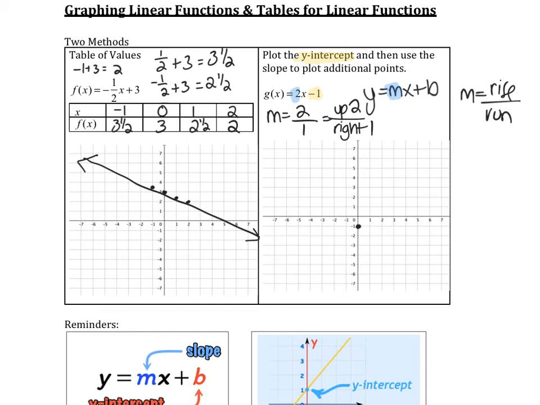So from that point we plotted at -1, we're going to go up 2, right 1, and we're going to plot another point, and then you can make your line. So I think that this is an easier way to graph a line. You can do either of the two methods, but I think that this way is a lot faster.